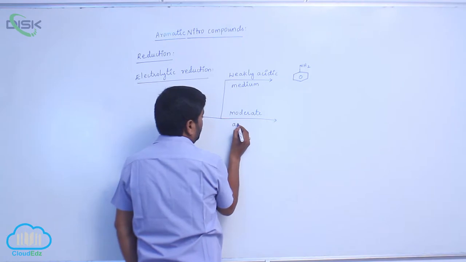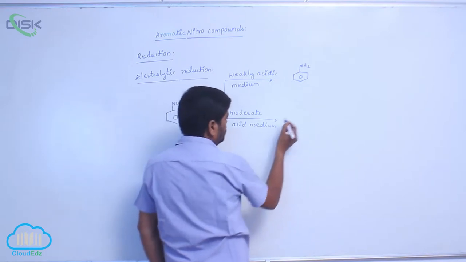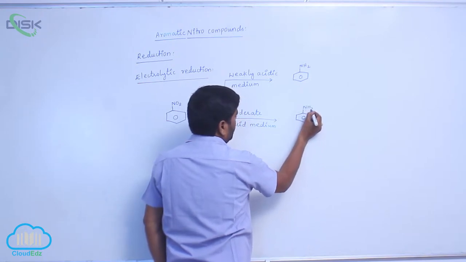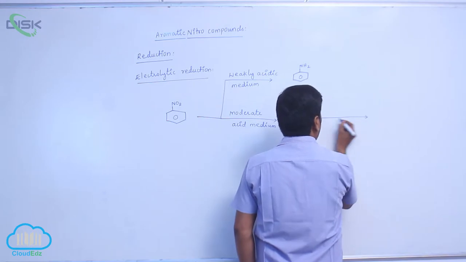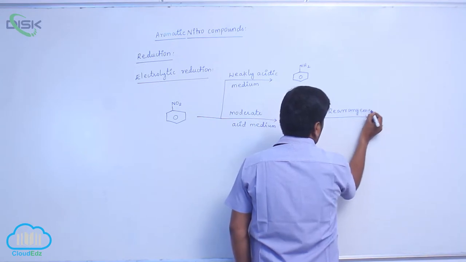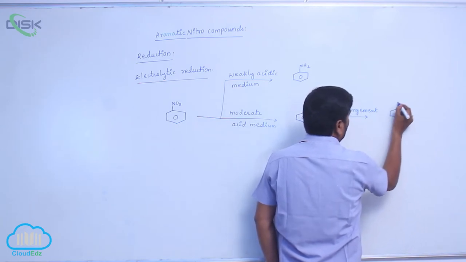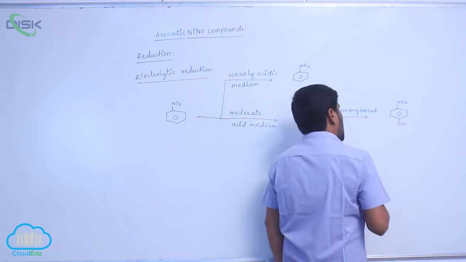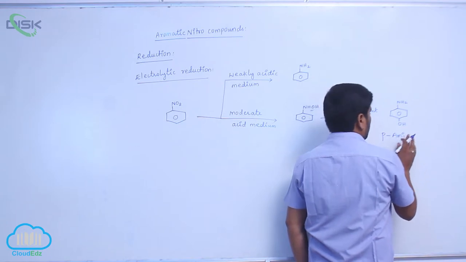In moderate acid medium, it forms phenyl hydroxylamine, and it takes place rearrangement to form which one? Para amino phenol.